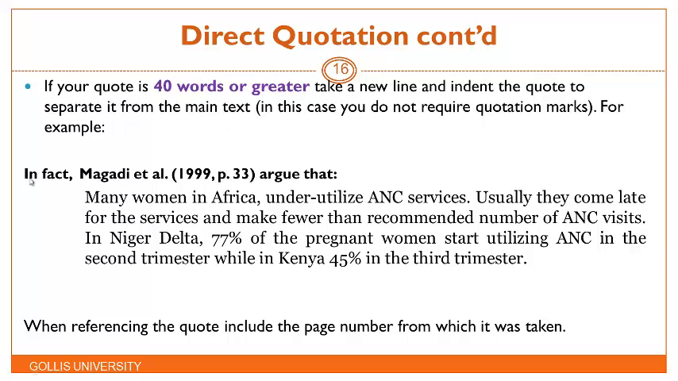For example, here, as you can see, this is my work. Then I begin my statement. In fact, Magadi et al., 1999, page 33, argue that. Then I put an indent. You see this spacing here? I slightly push my cursor inside, then I put my copied statement there. Okay? So if words are more than 40 words, you use indentation. But if they are less than 40 words, that's where you use quotation marks. Okay? So when referencing the quote, include the page number from which it was actually taken.